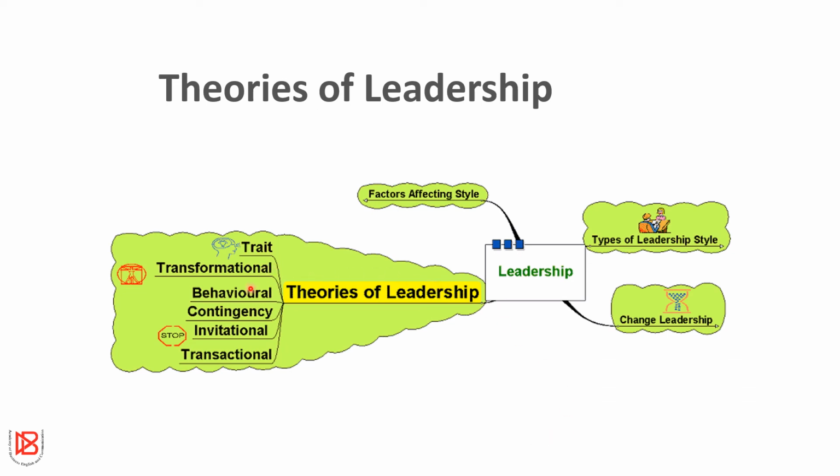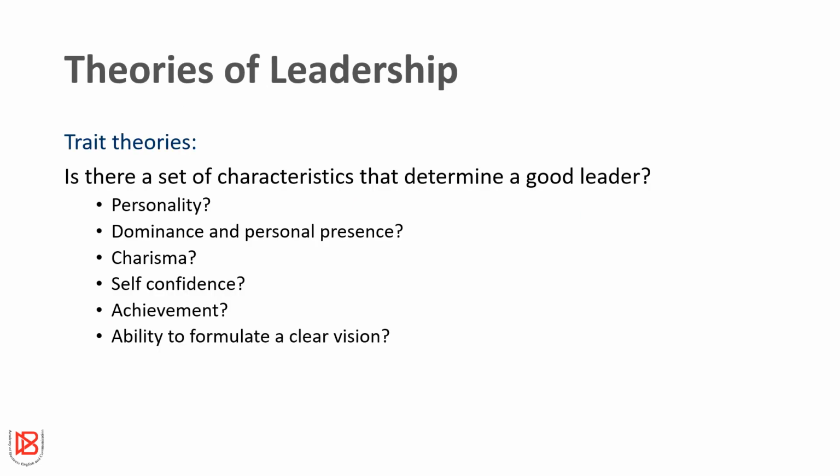Now we'll talk about the theories of leadership before we move to the various styles and the successful one that you need to decide upon. These are the trait theories of leadership, the transformational theories, the behavioral theories, the contingency theory, the invitational theories, and the transactional theories. Transactional theories are full of rewards, trait theories are full of qualities and characteristics of the leader, the transformational leadership, and so on and so forth. So let us understand these things one by one.